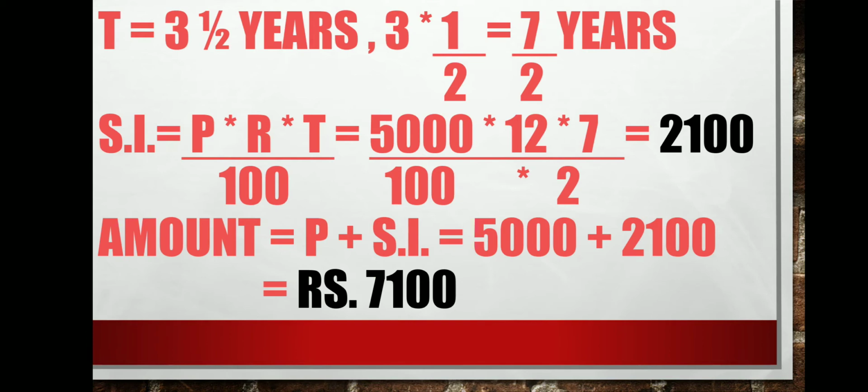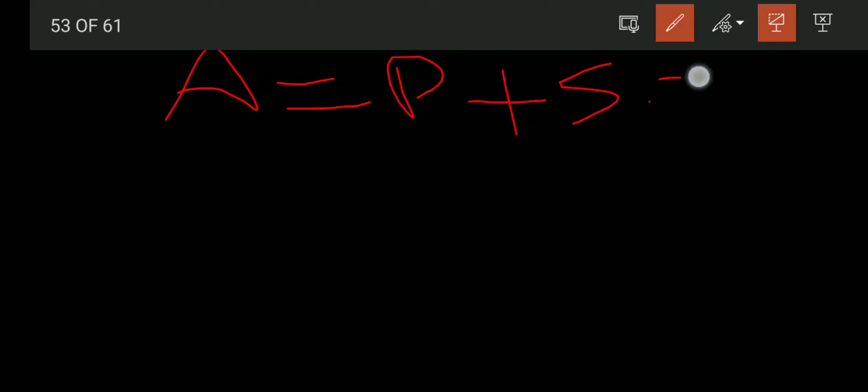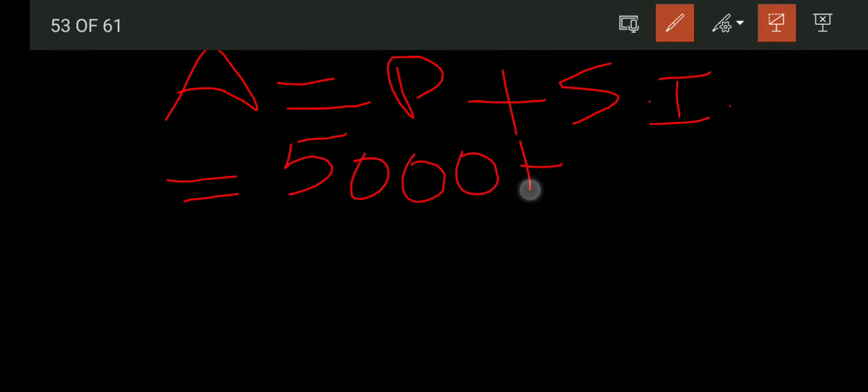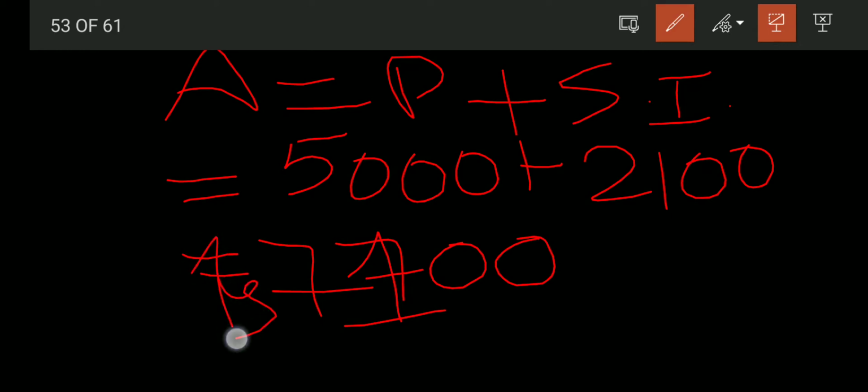Now let us find out the amount. What would be the amount? We know amount is equal to principal plus simple interest. So our principal is rupees 5,000 plus what we found, 2100 simple interest. That comes to 7,100. So what is amount? 7,100.